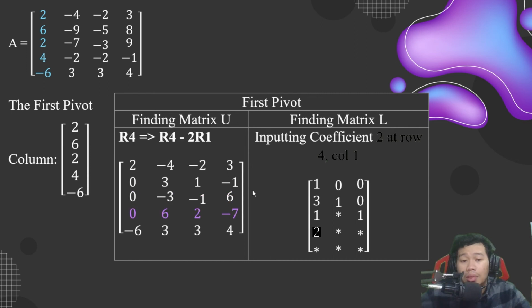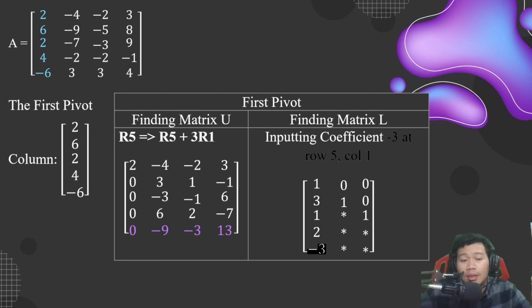Next, making row 4 column 1 in matrix U into 0. Subtract R4 with 2 times R1. The purple is the result. Since the coefficient of the 0 maker is -2, this one, we should input the positive 2 into the matrix L at row 4, column 1.